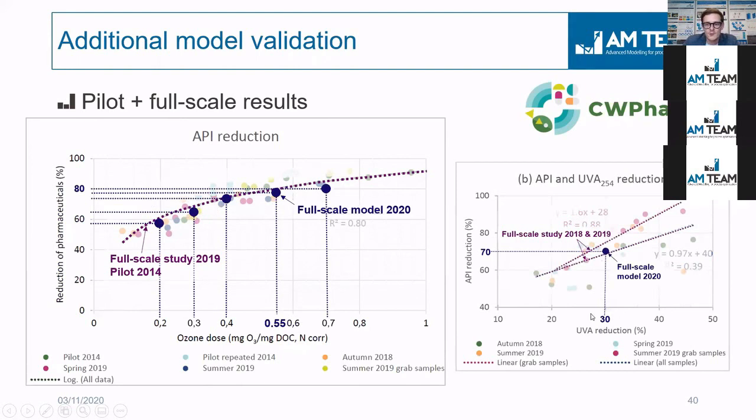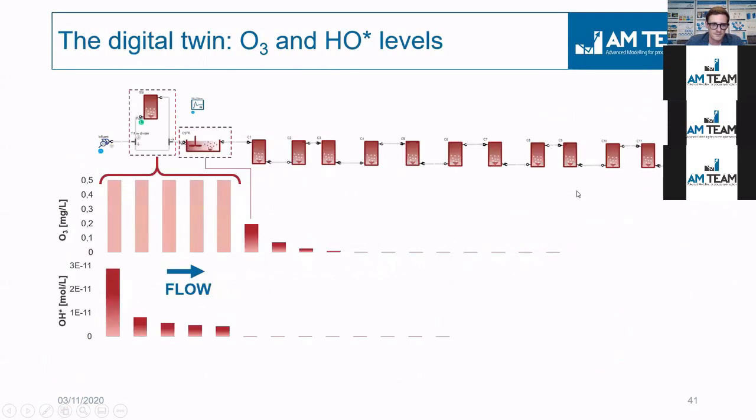You can also do the same with reduction of UVA, where we controlled the plant in our model at 30%. And we observed more or less 70% average reduction, which was very much in line also with both the full scale and pilot runs.